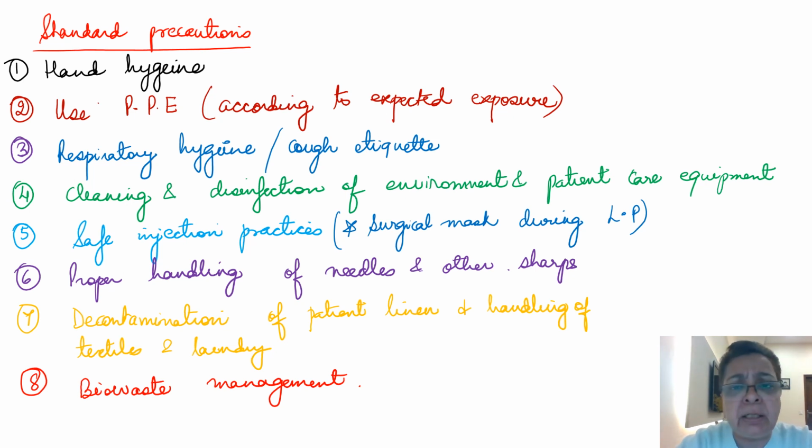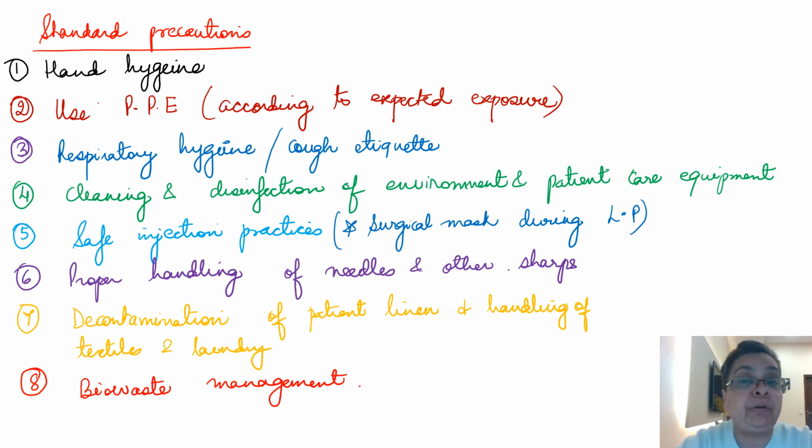So standard precautions are those steps that are taken at all times, in all situations, for all patients, whatever be their infection status in the hospitals. First, and the cornerstone of the standard precautions, is hand hygiene. Second is the proper wearing of the personal protective equipment. According to the expected exposure while handling the patient, we are going to wear the gloves, the masks, the gowns, and the goggles, the face shields, and so on.